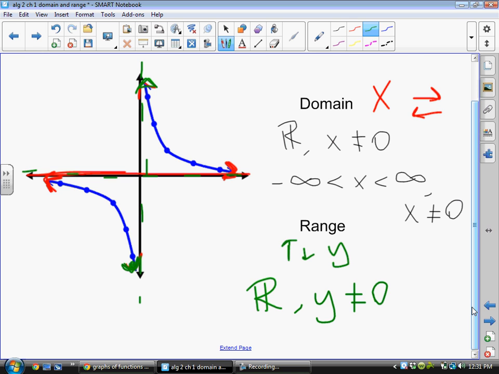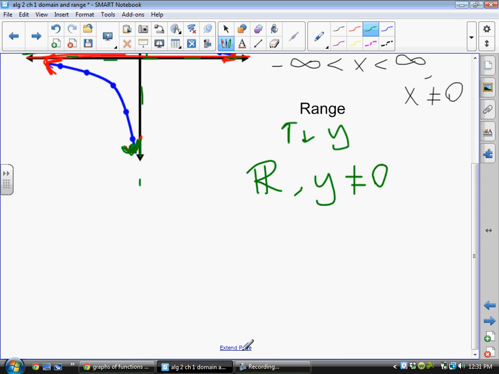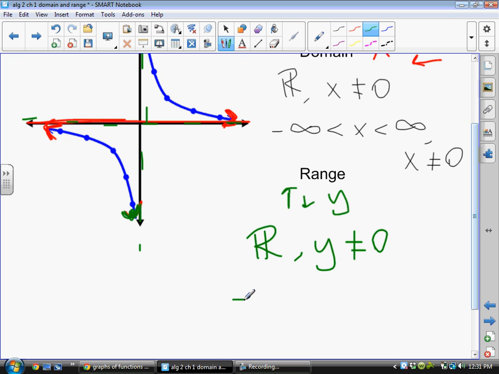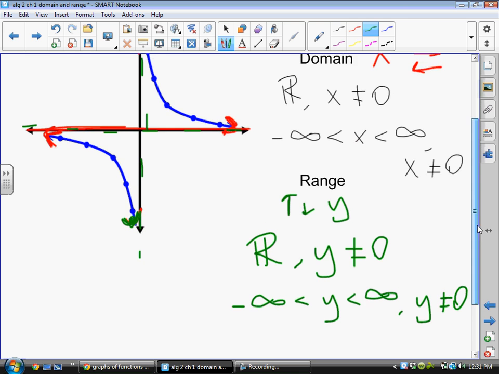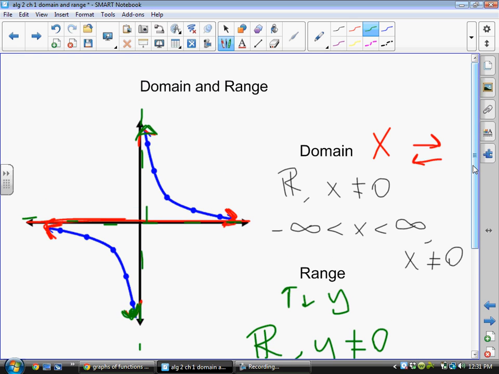We could write it with our inequality symbols. Same thing, I can never equal an infinity. And I just need to say y is not allowed to equal 0. So either way you say that, you could write out the words again, all real numbers, but when you have an asymptote, there are things that the domain and range cannot equal. So you need to talk about that. So domain again is x, range is y. Make sure you know this concept. Ask your teacher if you're still having questions.